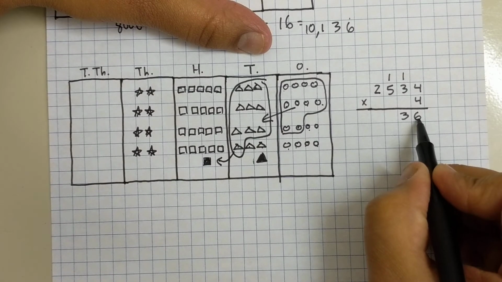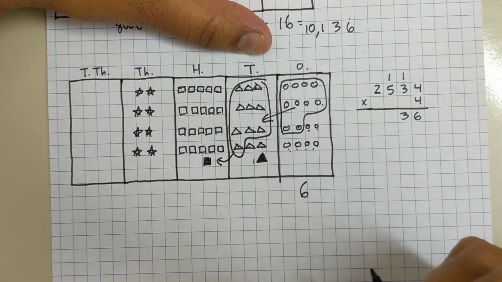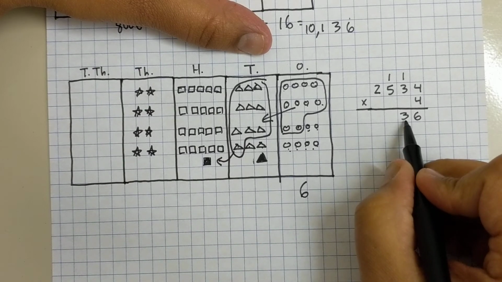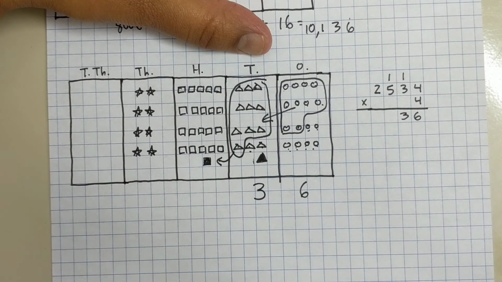Now you may be saying, how do I have 6 left? I've got 1, 2, 3, 4, 5, 6. Got 6 there. How do I have the 3 in the tens place? I've got 1, 2, 3 left in the tens place, so I got a 3 for my answer.